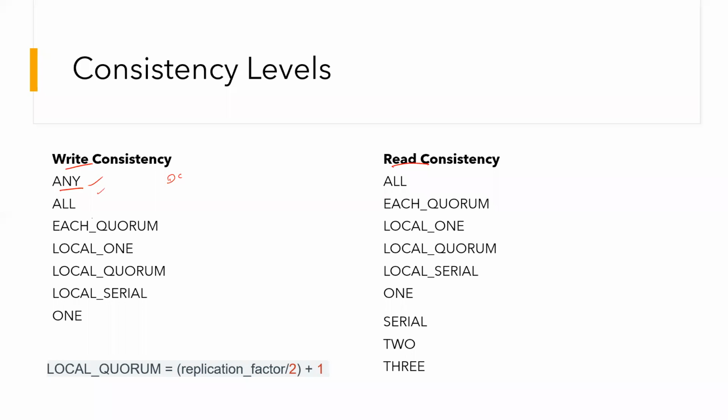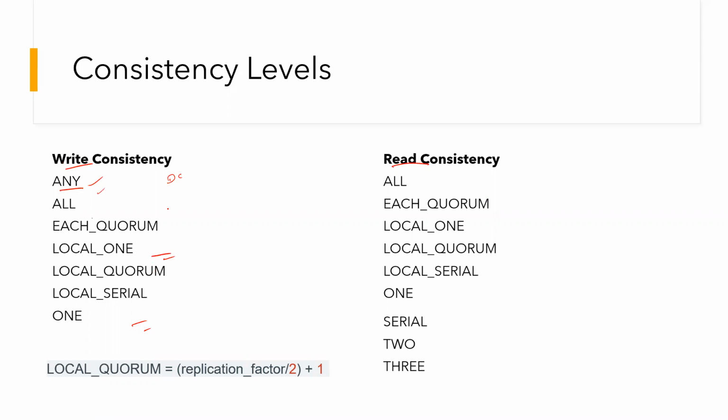The more recommended approach is to use ONE or LOCAL_ONE kind of consistencies, because that will at least make sure that you have one defined recovery solution over there.